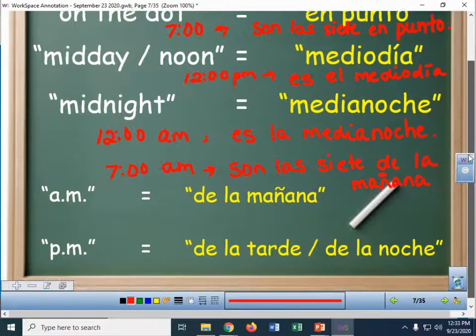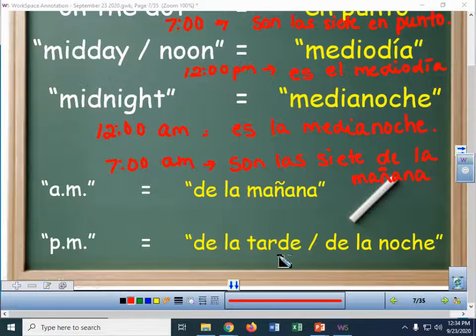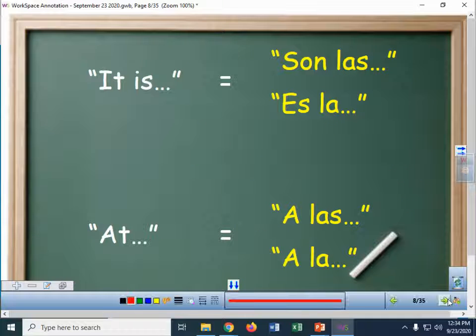And then I have p.m., which is de la tarde, o de la noche. That's p.m. And it all depends if it's the afternoon or the evening. So just how it is means son las, es la.